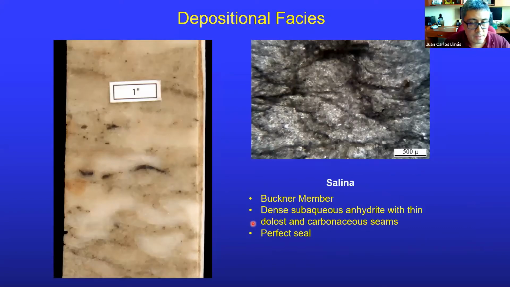And finally, this is now getting into the Buckner anhydrite member, where you see these solid layers of anhydrite, no porosity, just with little seams of muddy material. Obviously, it's a perfect seal, as you can see here in the thin section.